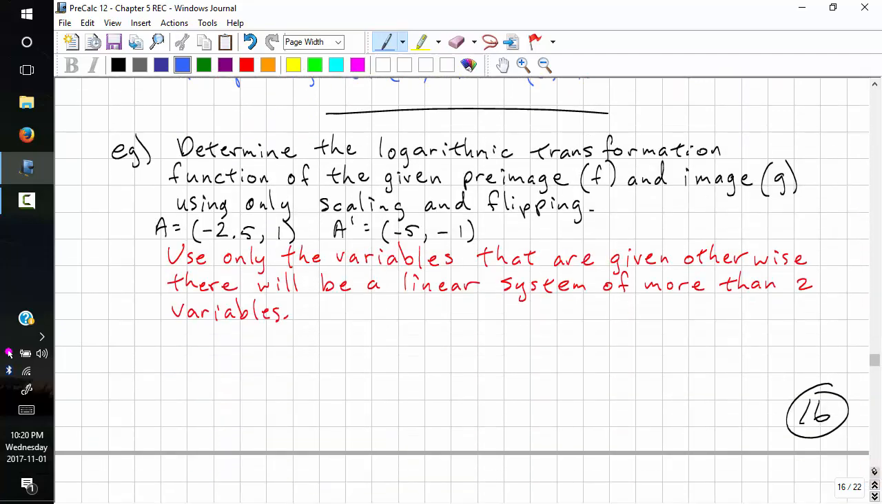Next problem. Determine the logarithmic transformation of the function given the preimage f and the image g using only scaling and flipping. So we're given a point and a corresponding point. Use only the variables that are given, otherwise there will be a linear system of more than 2 variables. Okay, so this is telling us only scaling and flipping. That must mean we're dealing just with C and D, and H and K are just 0 for this problem. So we don't need to put H and K in there.